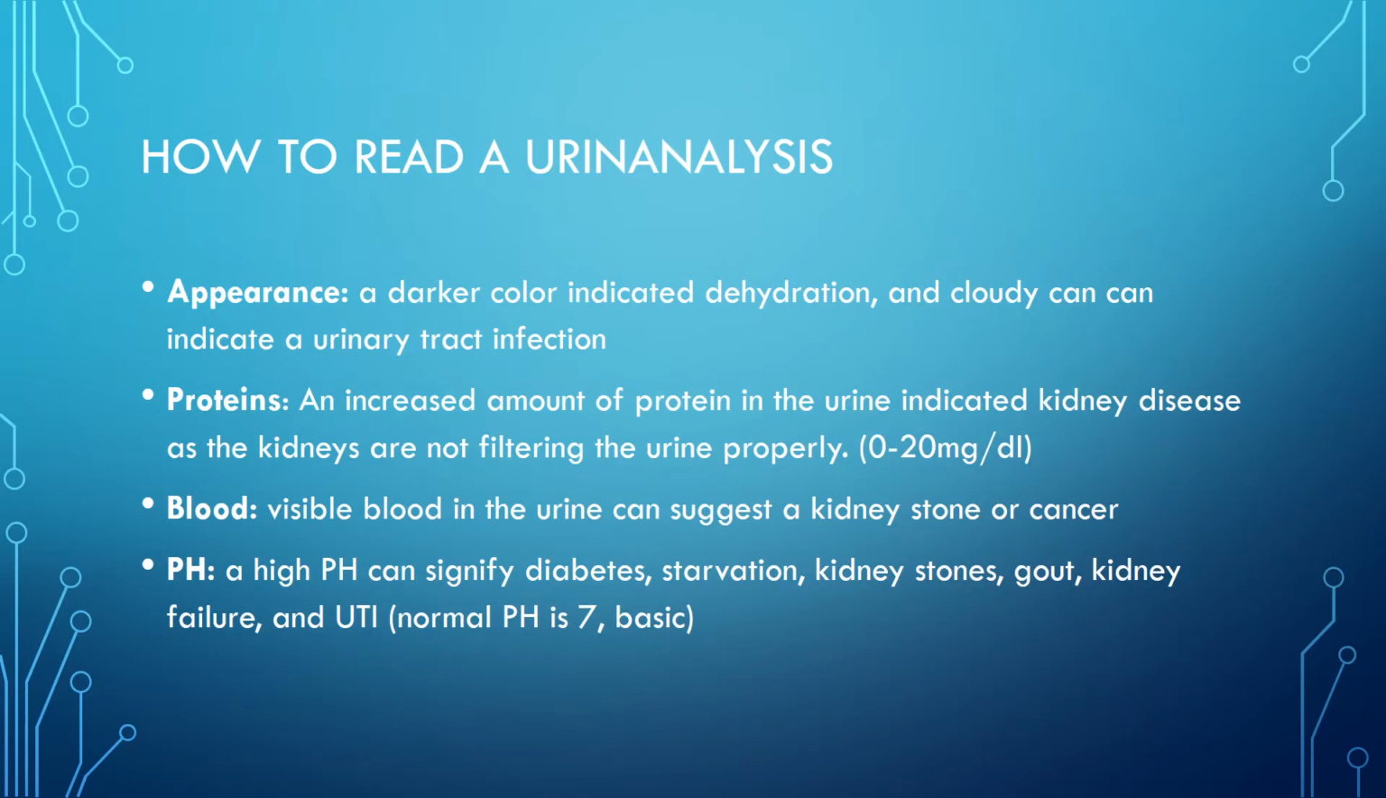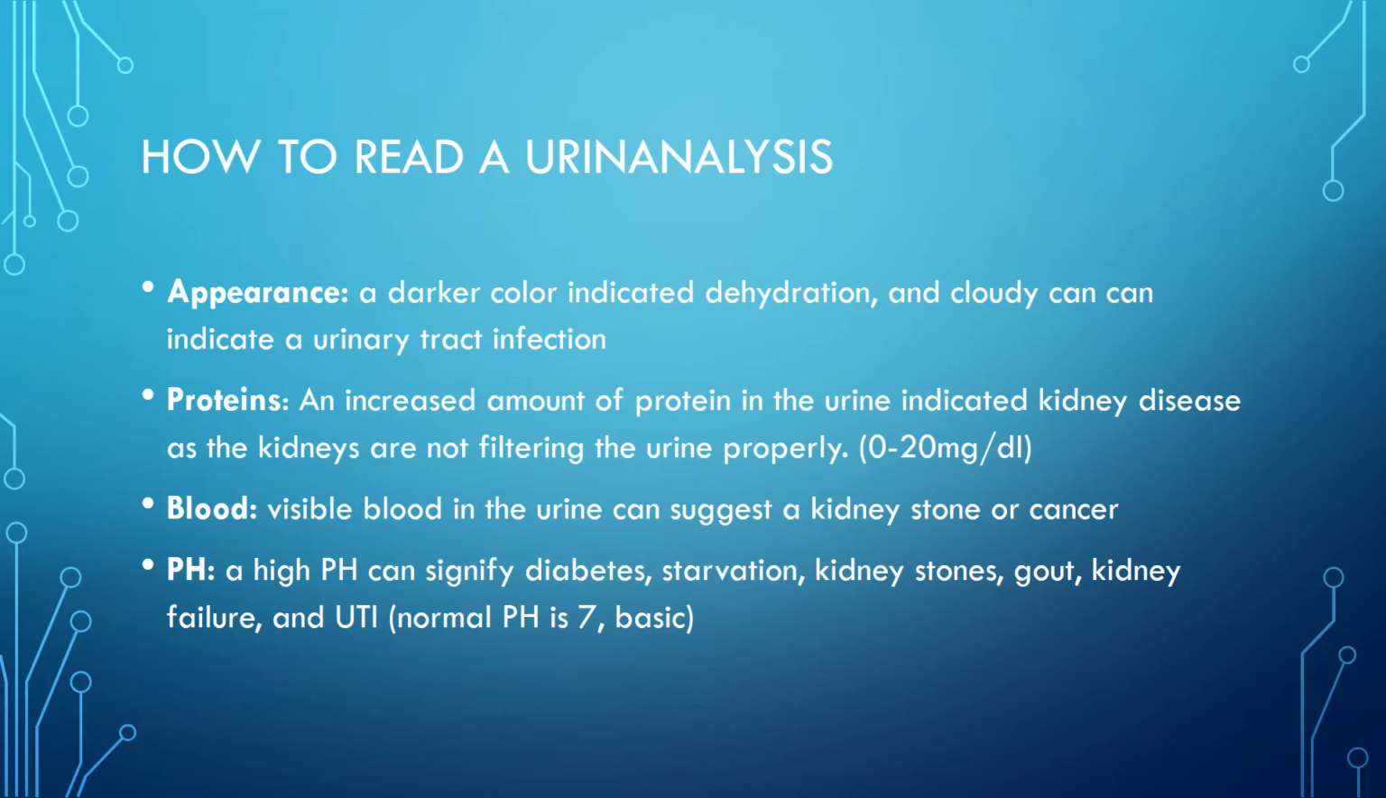The most common traits to examine in the urine are appearance, proteins, blood, and pH. When looking at the appearance of urine, a darker color can indicate dehydration, and cloudy can indicate a urinary tract infection. When measuring the proteins in the urine, which I have the normal ranges listed at the end of the analysis, an increased amount of protein in the urine can indicate kidney disease, as the kidneys are not filtering the protein out of the urine properly.